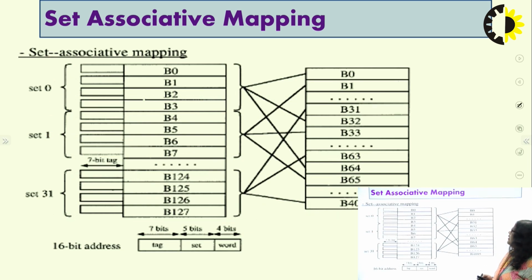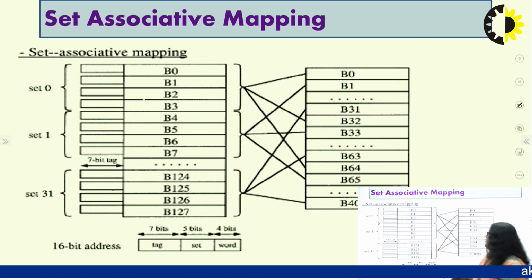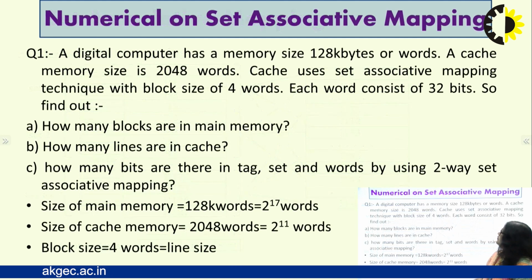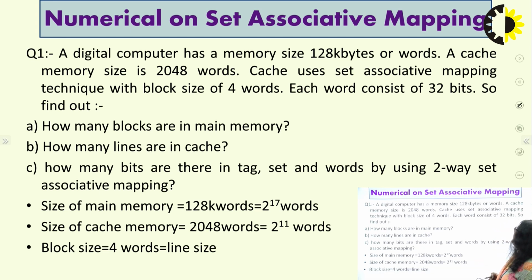This is the basic diagram. If we have to change one block, we have to change the number of sets. In one place of the main memory, one line of the cache memory has a number of sets. Now the question: a computer has a memory size of 128K bytes or words, and a cache memory size of 2048. The cache uses the set mapping technique with a block of 4 words, and each word consists of 32 bits. Find out how many blocks are in main memory.